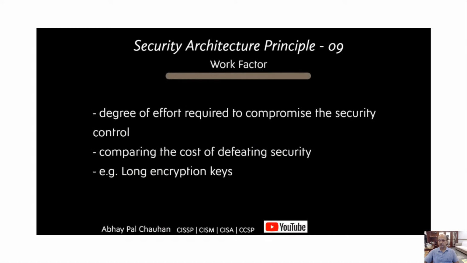So the next principle, the ninth principle, is the work factor. The work factor is about the degree of effort required to compromise the security of any particular control. We can say comparing the whole cost of defeating security is the basic concept behind this principle. If any particular encryption or hash requires 20 days as of now to crack, then maybe in the future we will not require that much effort. So that is the work factor, right?